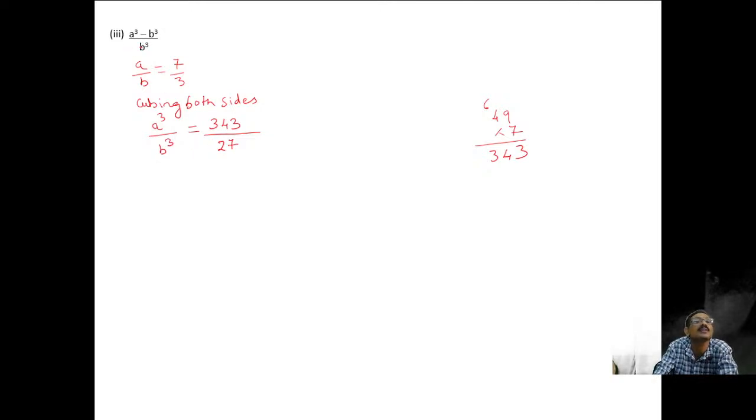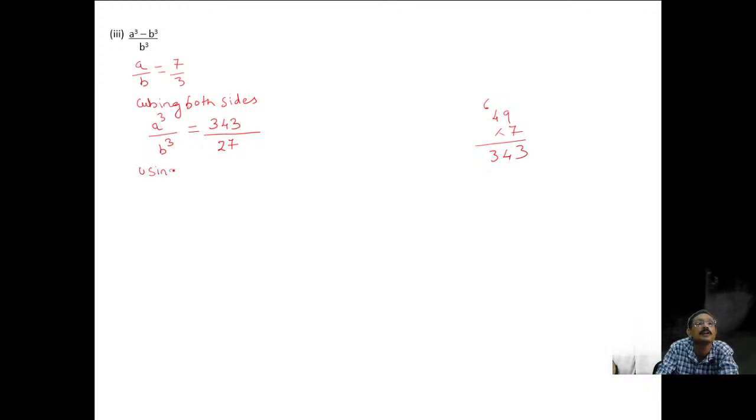Now look at this. a cube minus b cube upon b cube. What can be done to get this? We had 5 operations with us. From those 5 operations, which operation can be done to this? Can we do componendo and dividendo as we used to do for the previous 2 examples? Can we do only componendo? Can we do only dividendo? Yeah, we can use dividendo over here.